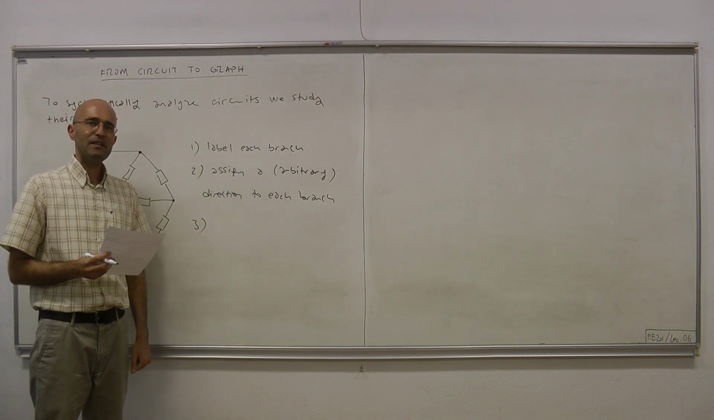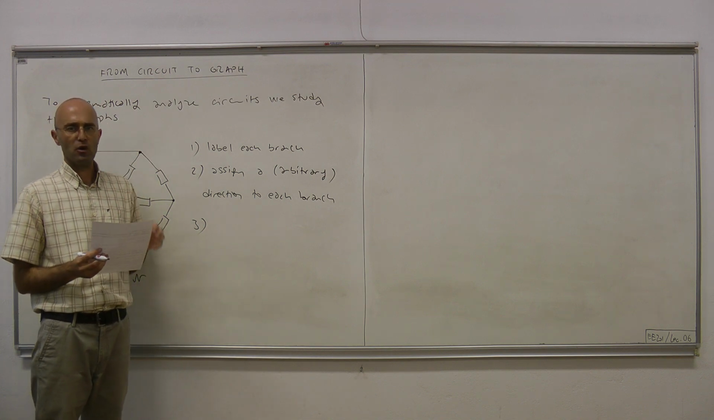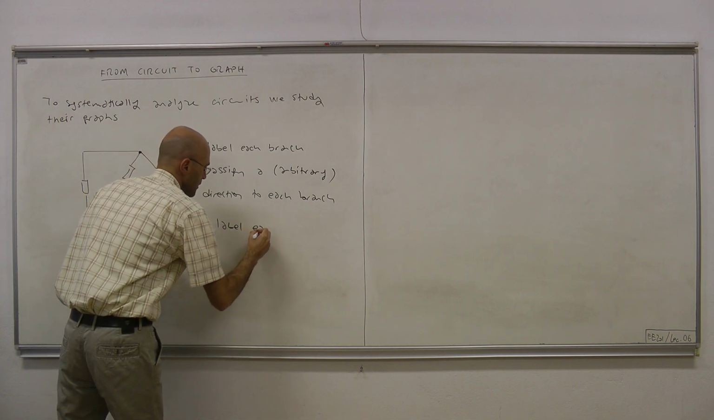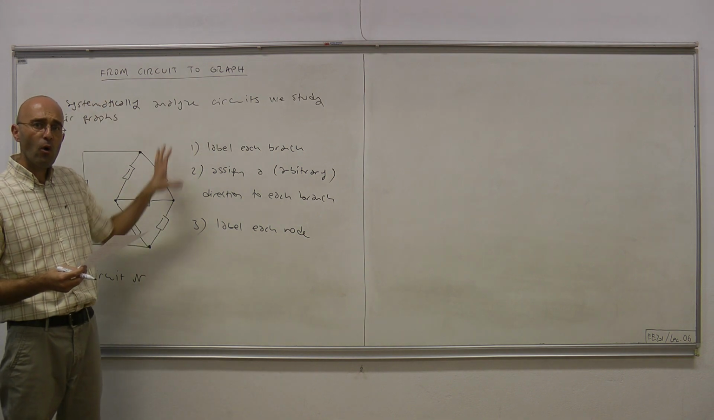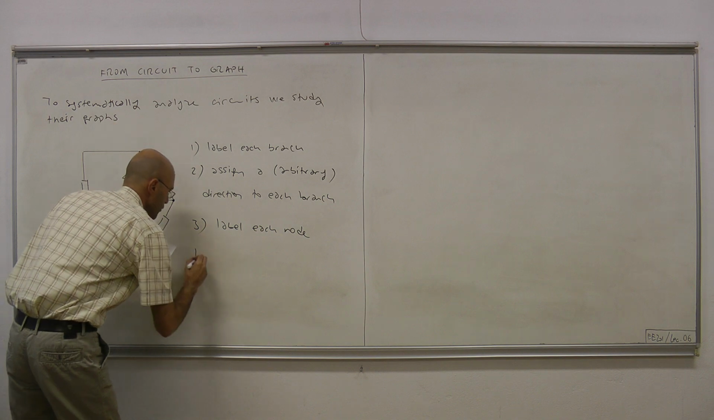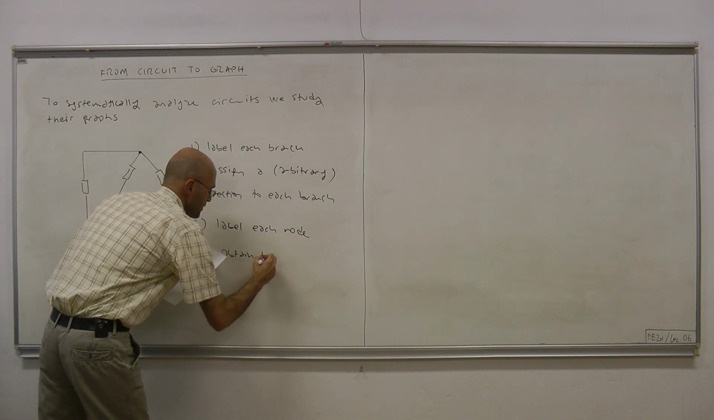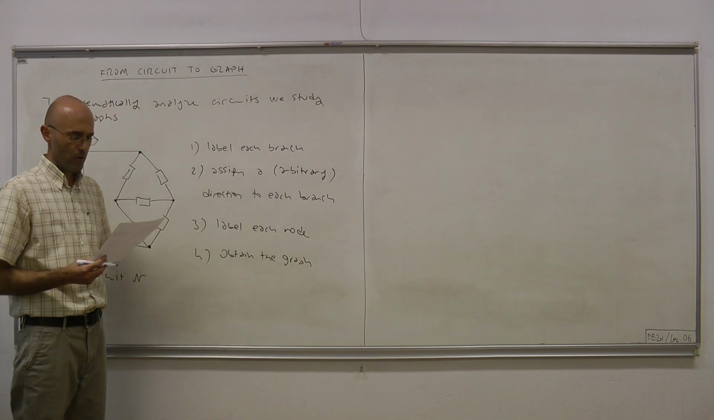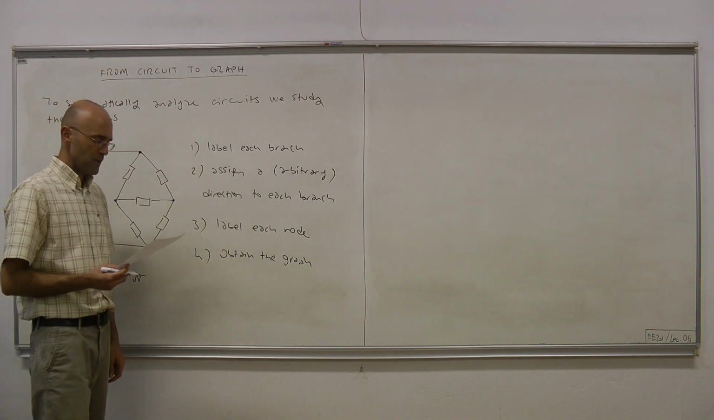Once the labeling and giving directions to branches are complete, we also label the nodes. Label each node. And then once all the labeling is complete, our graph is ready. Now what we mean by this procedure is as follows.